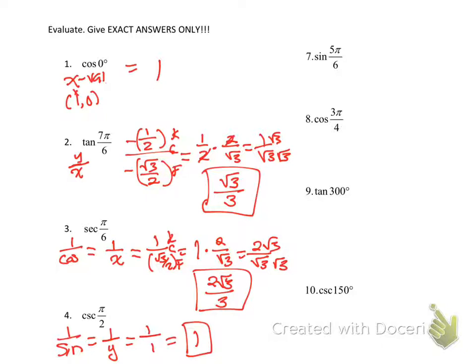If I was checking this on my calculator, I wouldn't put in 1 over sine pi over 2 because my calculator is in degrees. So I would do 1 over sine, go to pi over 2. I see that's 90 degrees. 1 over sine 90, and I should get 1.